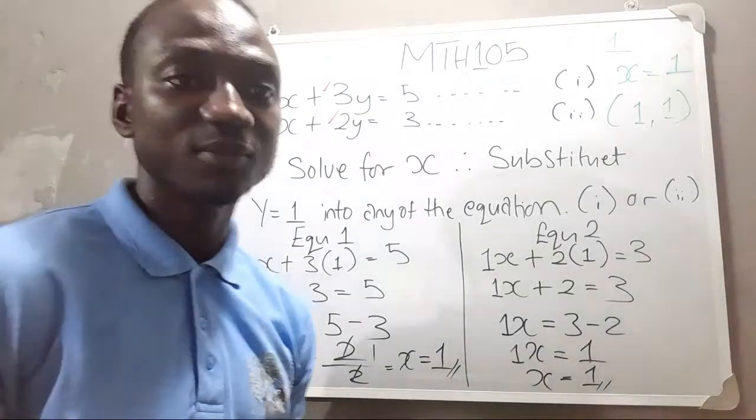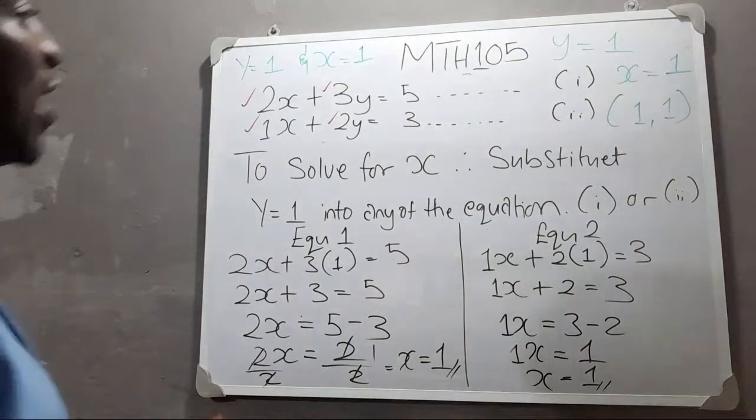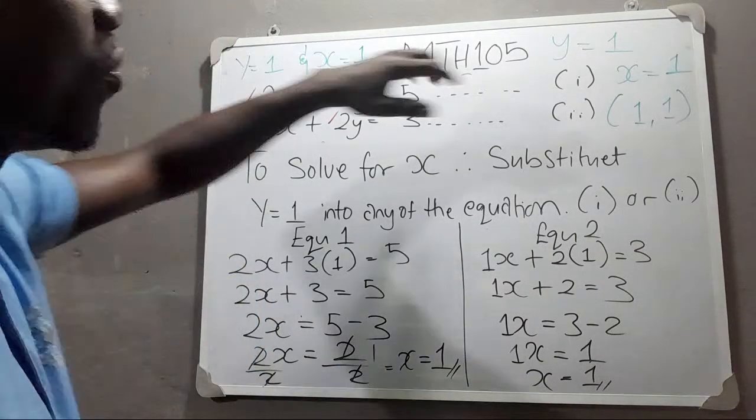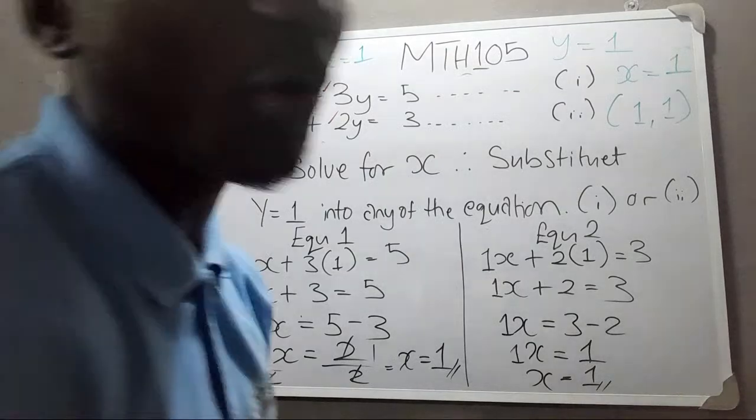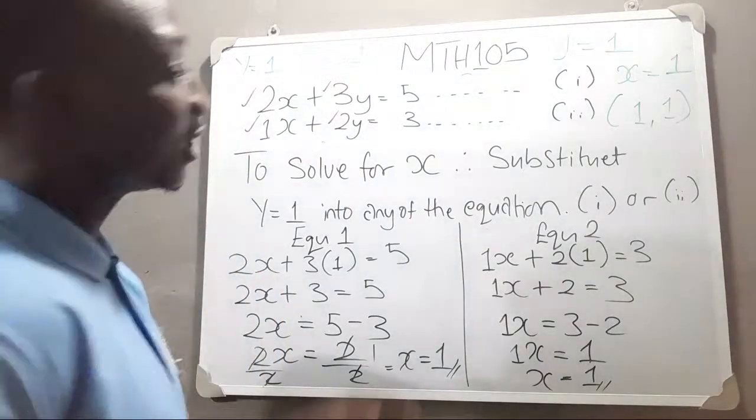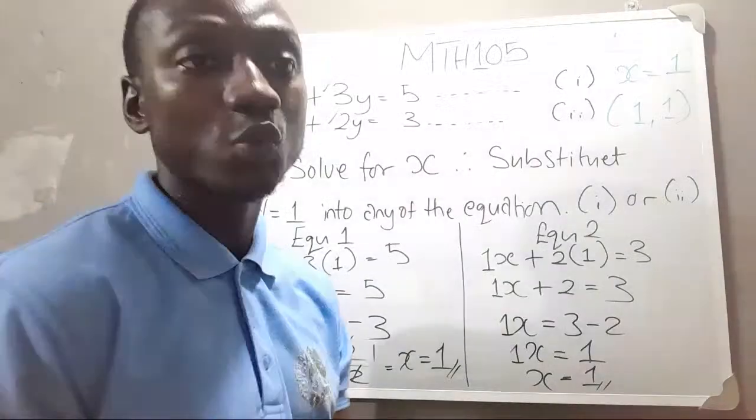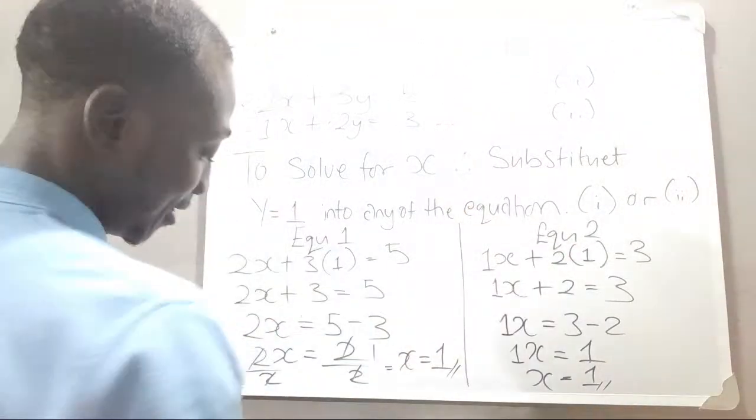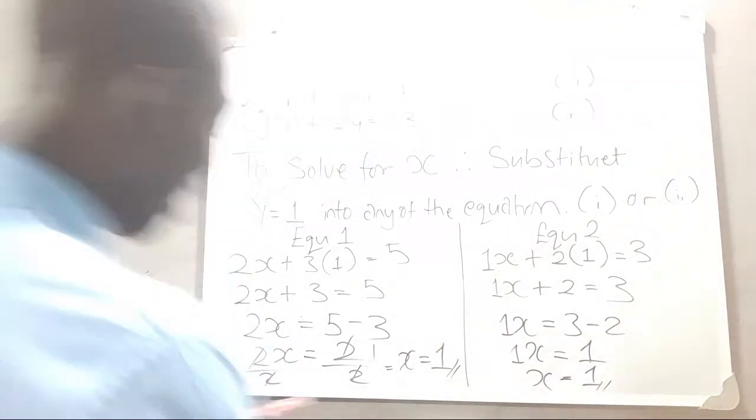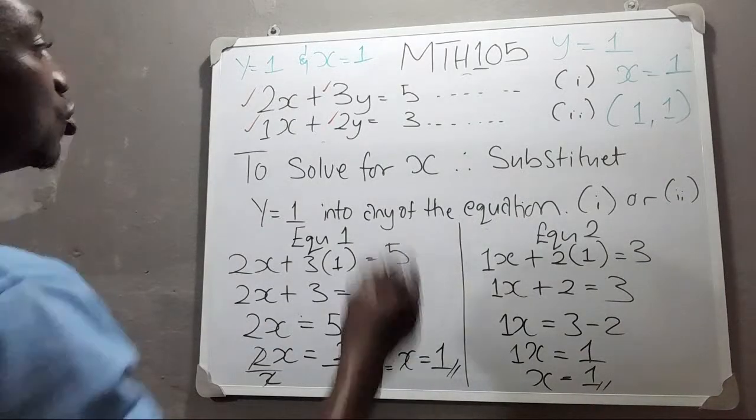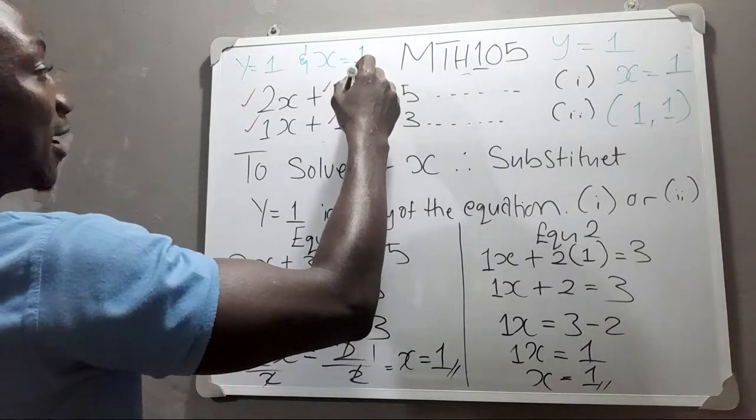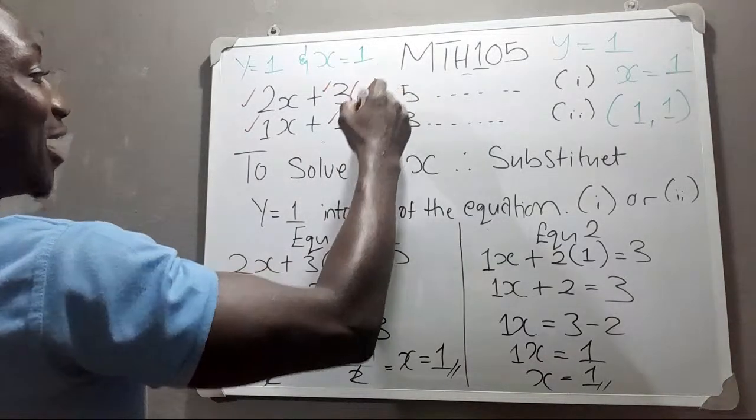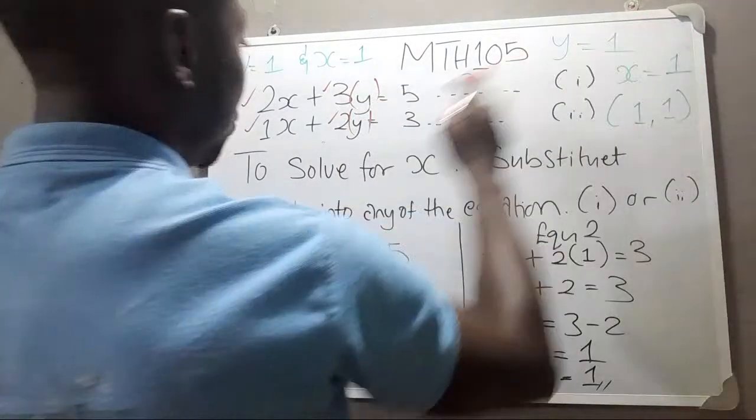Awesome, very well then. Now we are solving for our x. Since we already have our y as 1, we are going to substitute into either equation 1 or equation 2, wherever we see y. Any coefficient of y, like this one where we have 3y, we substitute the y with 1. This y, put it here, 1.